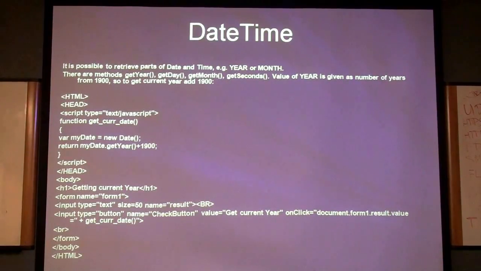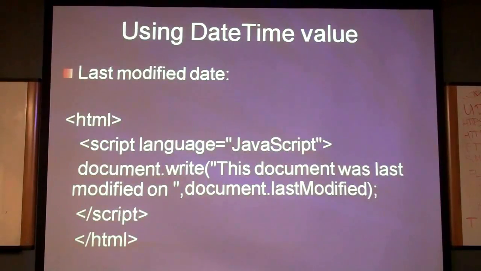JavaScript implemented in recent versions of the browsers doesn't have this problem. You don't need to add 1900. So where you can use this is in pages which contain time-sensitive information. For example, if you put this code into your HTML page, say document, right? This document was last modified on, and then last modified.